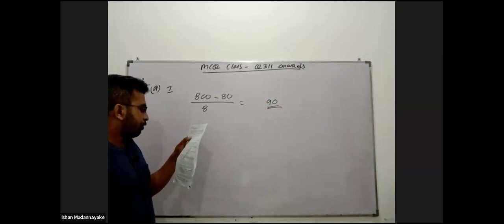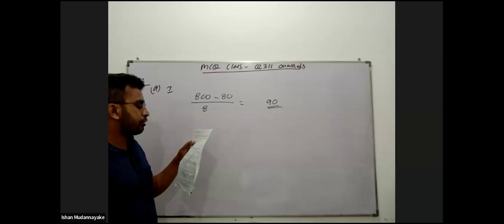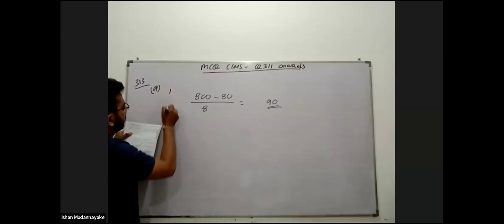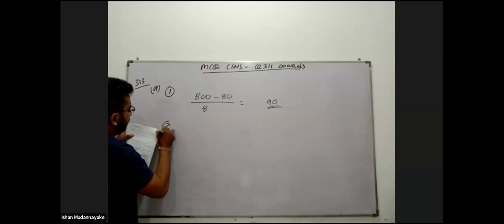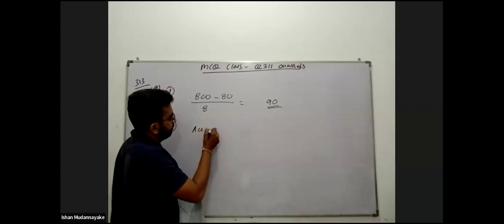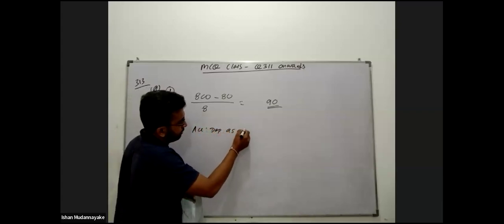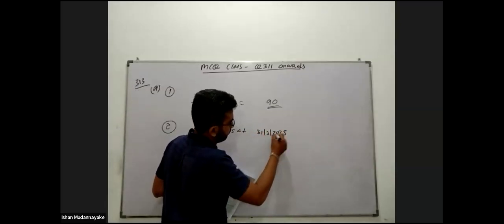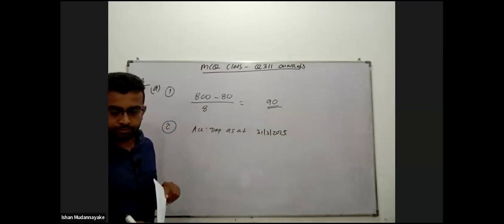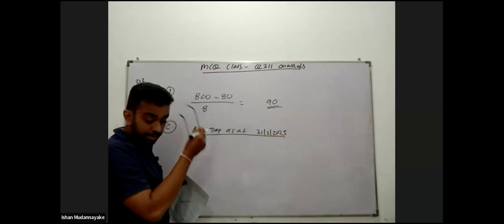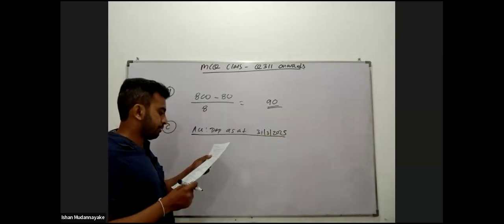A2. What is the amount of accumulated depreciation as of 31st March 2025? We need the accumulated depreciation on this date.